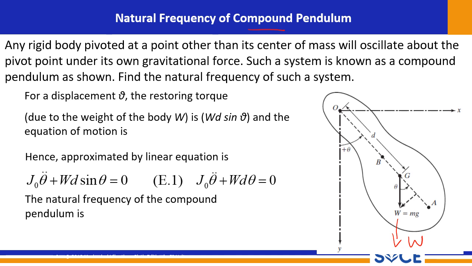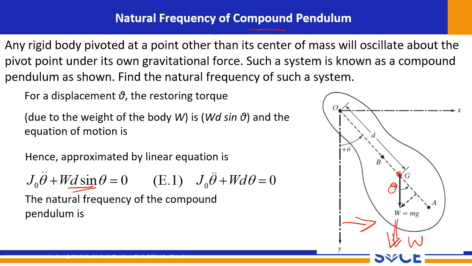Let's analyze the forces involved. Consider a displacement of the body by an angle theta. The weight of the body, denoted by W, acts downwards from its center of mass G. This weight creates a restoring torque that tries to bring the body back to its equilibrium position. The magnitude of this restoring torque is given by W d sine theta, where d is the distance between the pivot point O and the center of mass.